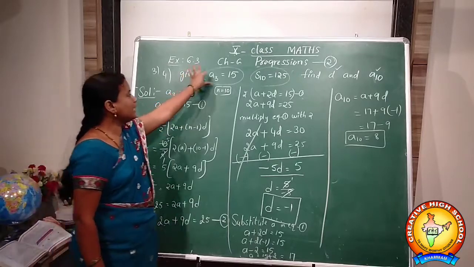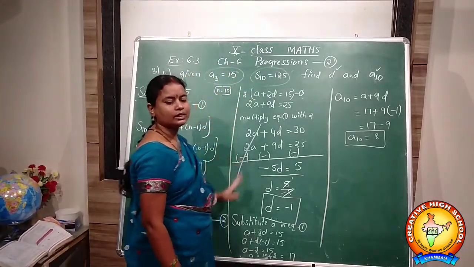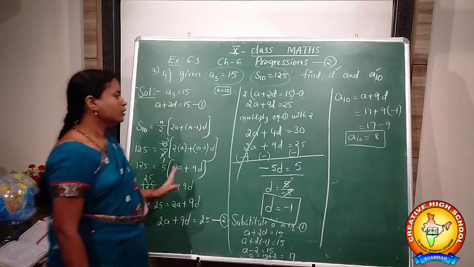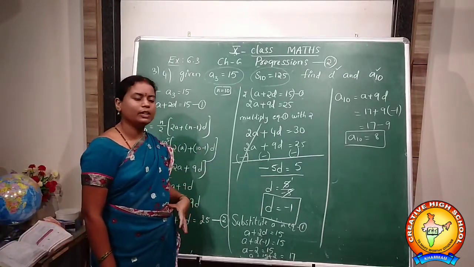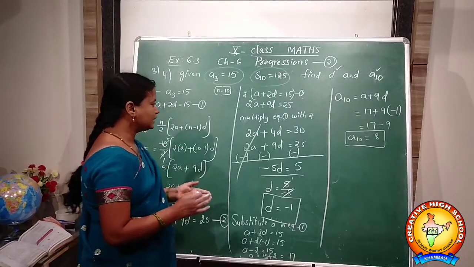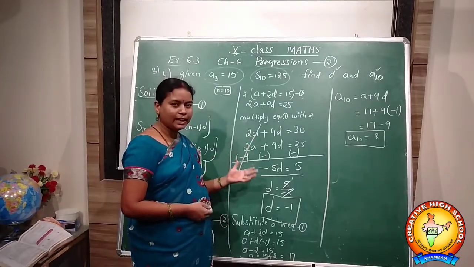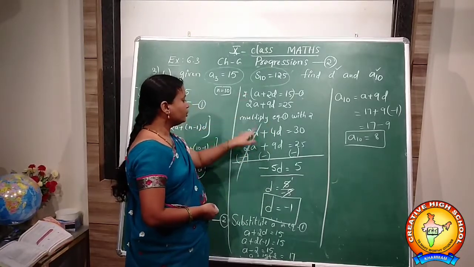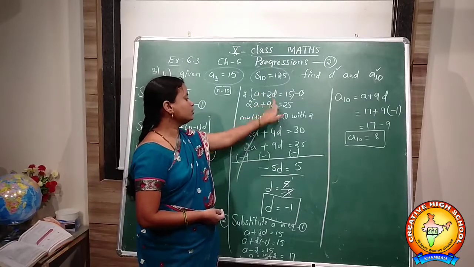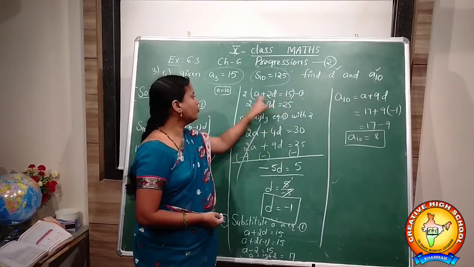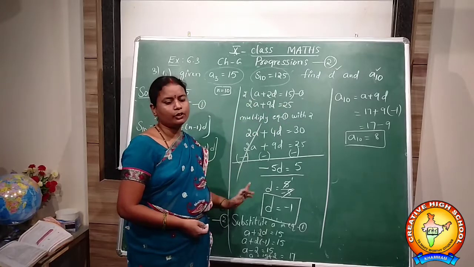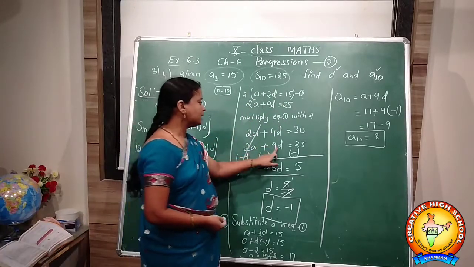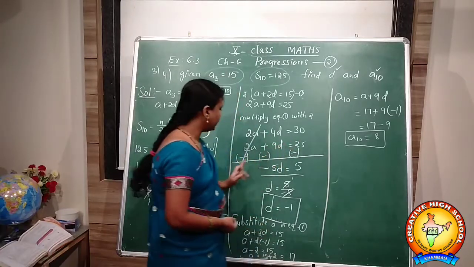From these we got two equations. Those two are called linear equations in two variables. We can solve them by using the elimination method to find the unknown terms a and d. I am multiplying equation number 1 with 2: 2a plus 4d is equal to 30. The total terms we have to multiply with 2. And the second equation is 2a plus 9d is equal to 25.